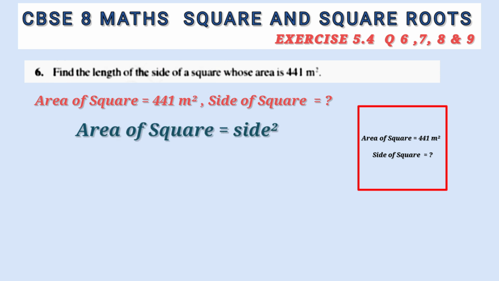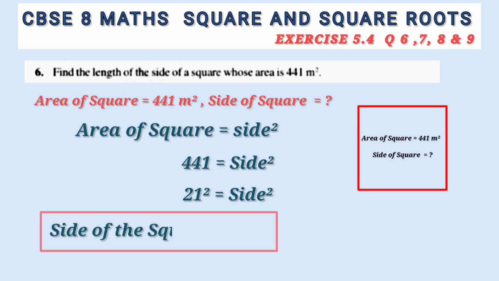Area of square is 441, which is given to us, so we will substitute it in this formula. We have 441 equals side square. But 441 is 21 square. So 21 square equals side square. We will now take the square root of both sides. That means the square from both sides will get removed and we have side of square equals 21 meter.